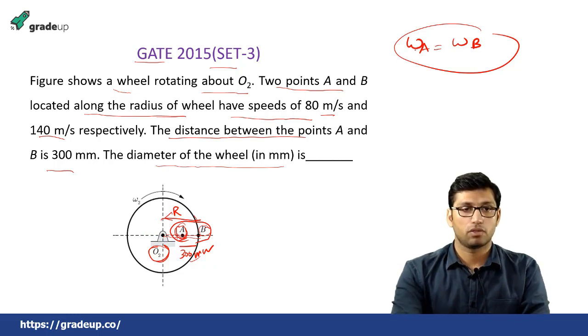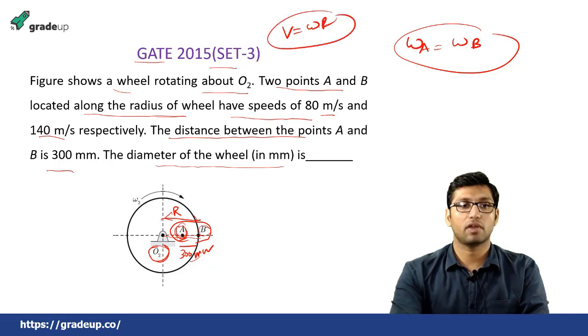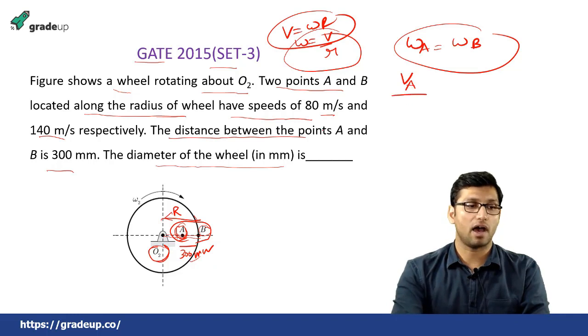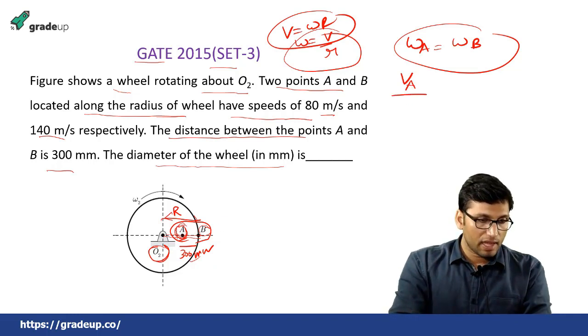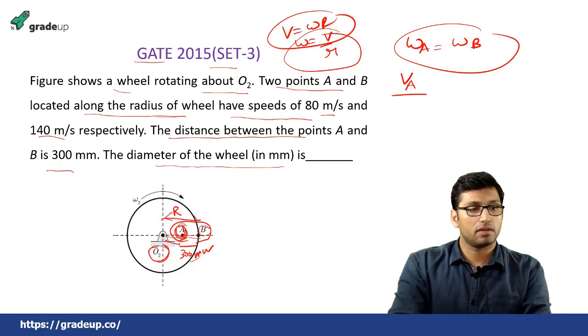So we know that V is equal to omega R: linear velocity is equal to angular velocity into radius. So angular velocity will be equal to V by R, which is equal to VA over R. Now VA is the velocity at point A, and R is the distance from the center. This distance R is given as 300 mm, which is equal to 0.3 meter.